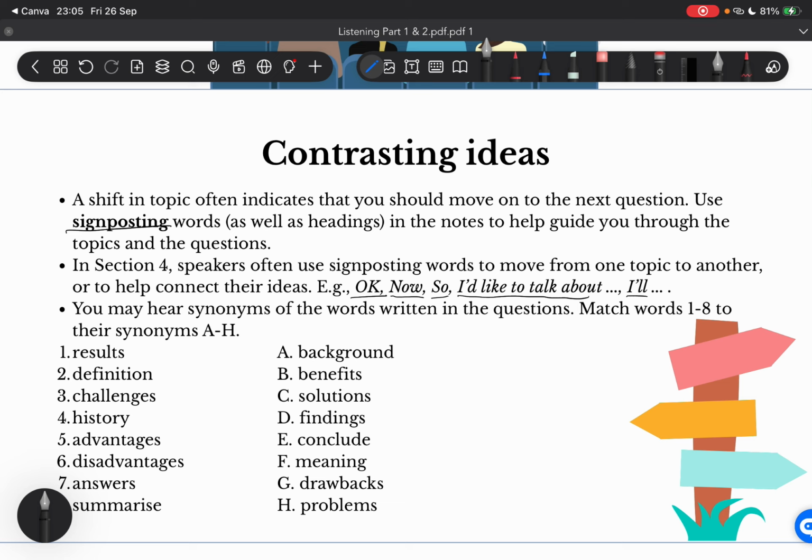Now let's do last matching task here. Synonyms of the words written in the questions. So results. By results we mean findings. Definition, that is meaning. And challenges, we mean problems. History, that's background, advantages, benefits, disadvantages, drawbacks, answers, solutions, summarize, conclude.